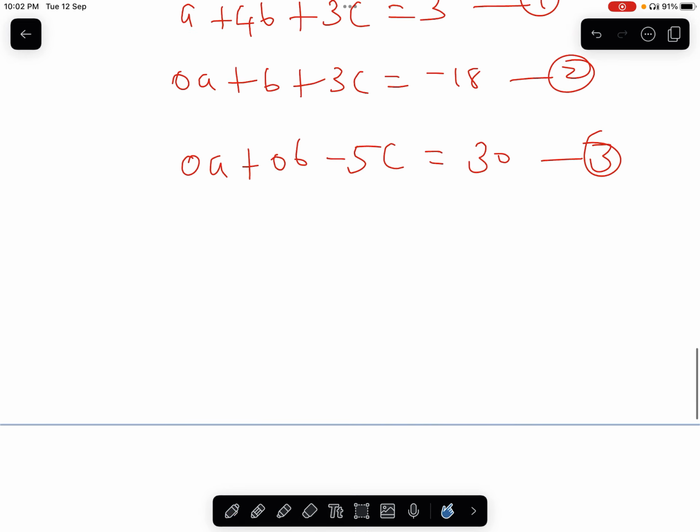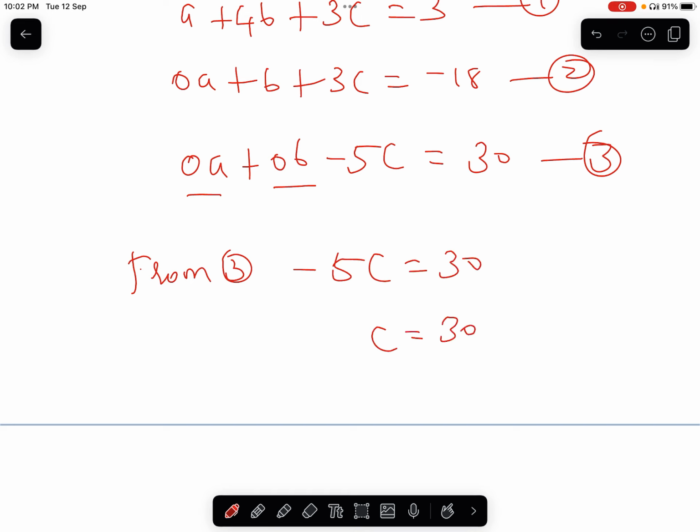From 3, since 0 times A is 0 and 0 times B is 0, we get minus 5C is equal to 30. So C is equal to 30 divided by minus 5, therefore we get minus 6. So C is equal to minus 6. Okay, now going to the next step, substitute the value of C in equation 2.